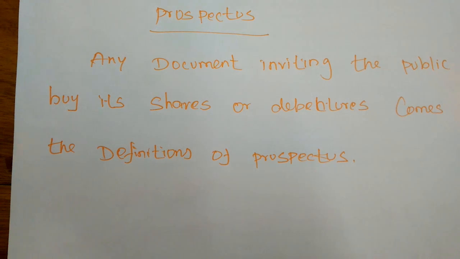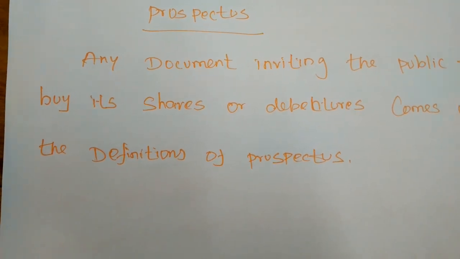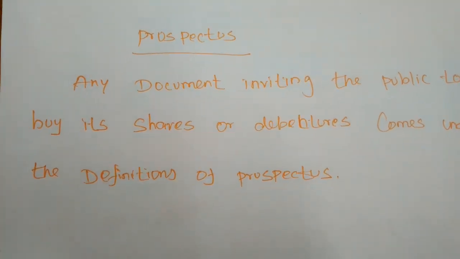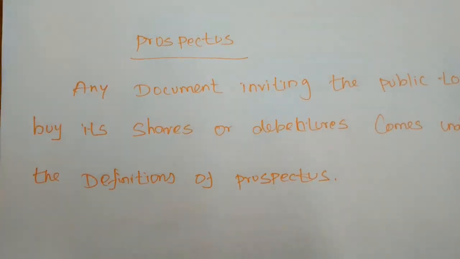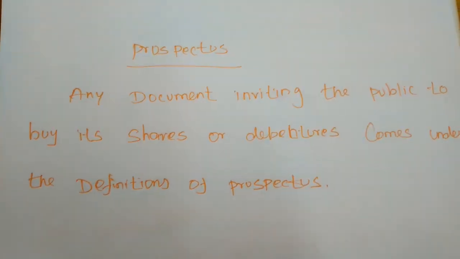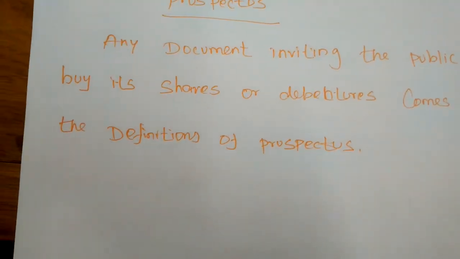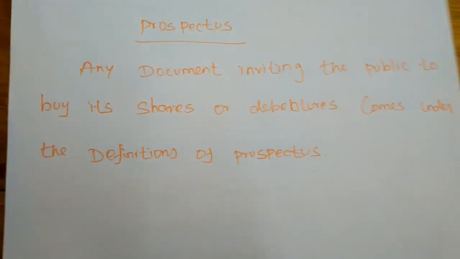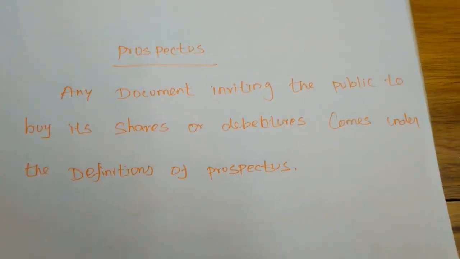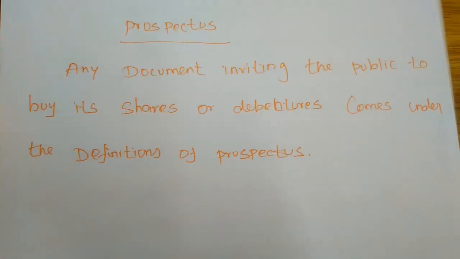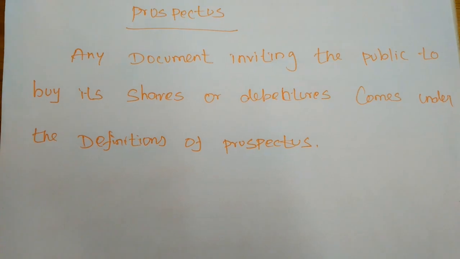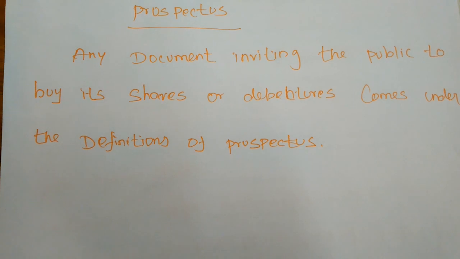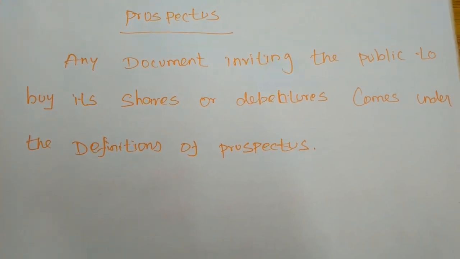Next, the name, address and occupations of directors and managing directors. Everyone's address must be mentioned in the prospectus. It will be helpful to the shareholders if any problem arises. Next, the number and classes of shares and debentures issued. Every year, the amount of shares they are going to issue must be mentioned in this prospectus. Next, the qualification shares of directors and the interest of directors in the promotion of the company.